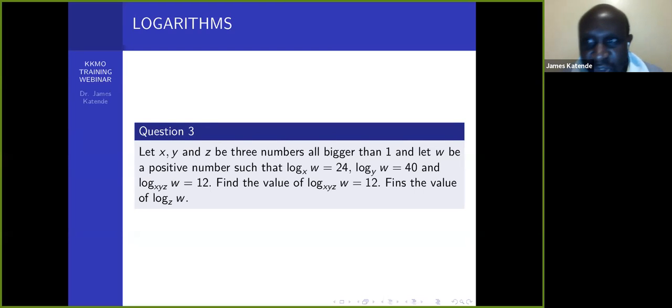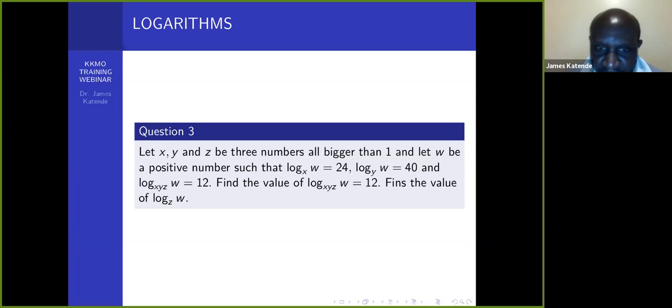So this will be the last question for today. We have: let x, y, and z be 3 numbers. We want all of them bigger than 1, and let w be a positive number such that log of w base x is 24, log of w base y is equal to 40, and log of w to the base xyz is equal to 12. So the task here is to find the logarithm.